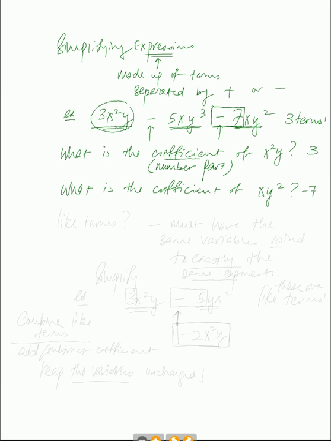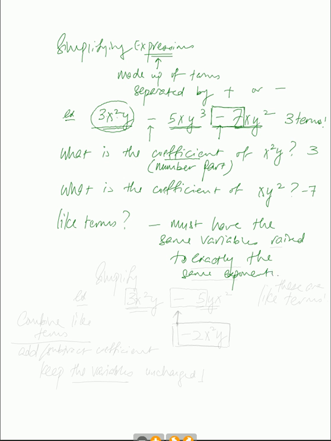So now that you understand what's coefficient, what's the next thing that we can ask you? The next question we would like to ask you is what are considered to be like terms. For you to be considered like terms, you must have the same variables raised to exactly the same exponents.